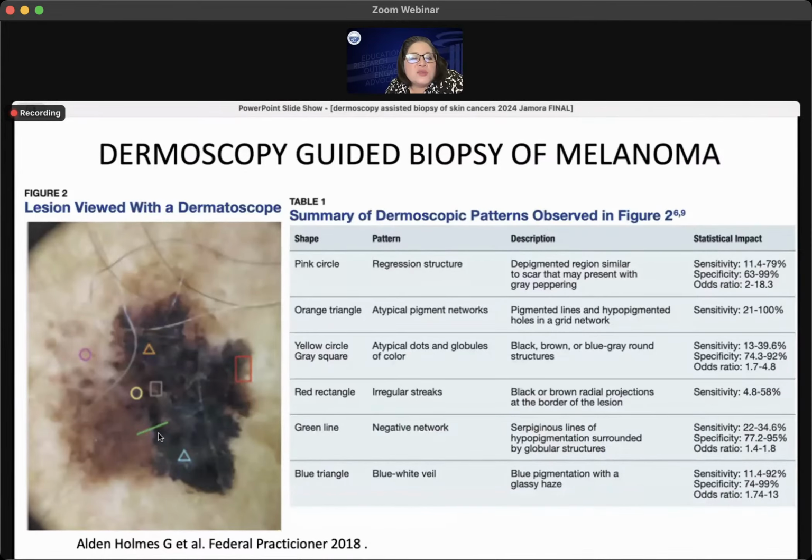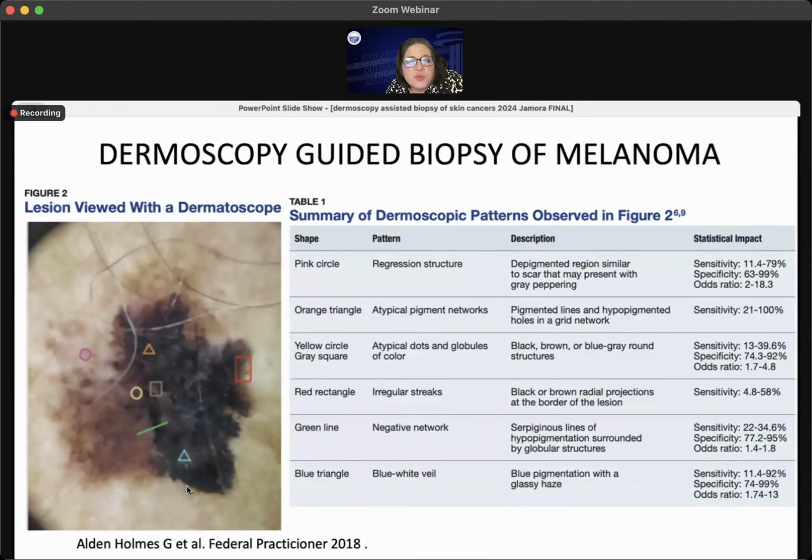So let's look at this melanoma here on the left side. These are some of the lesions that you can see as being melanoma specific. This area here with a pink circle is a regression structure. It's white. And then this orange triangle here shows an atypical pigment network where the lines are not uniform. Some are thick and some are thin. This yellow circle shows atypical dots and globules, which are asymmetric in distribution. This area here shows streaks, and sometimes you can see also pseudopods here. This green line here is the negative network, which is not very specific, so you don't look for that.